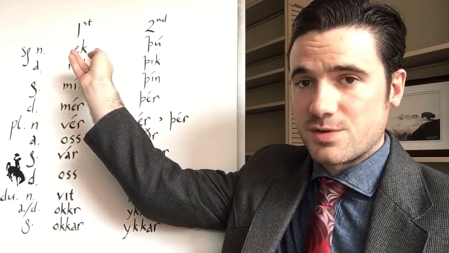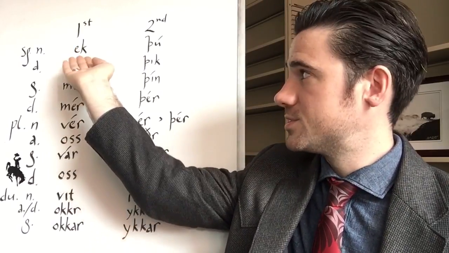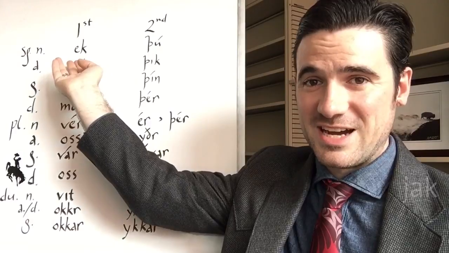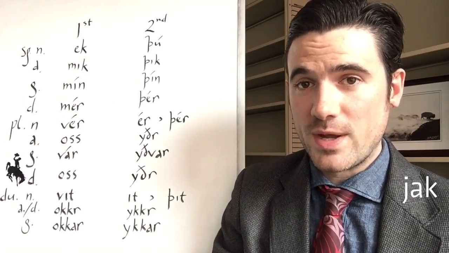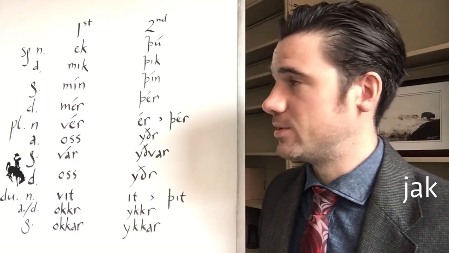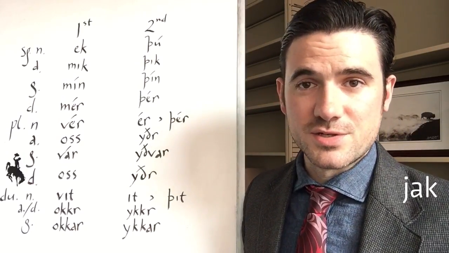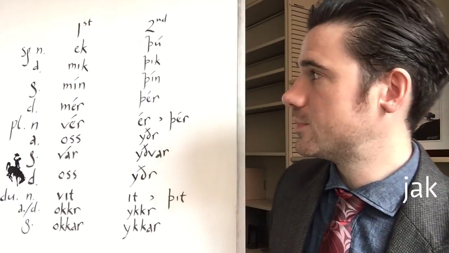Notice that these, of course, are Old West Norse forms because that's where most of our literature is written, but in Old East Norse, the typical form of ek is jak, which has the breaking sound change that I discussed in my sound change video. That's why you have modern Swedish jag, modern Danish jeg, Eastern Norwegian also jeg, because of breaking.